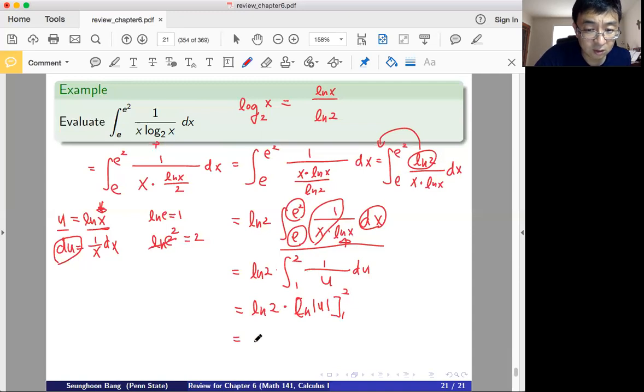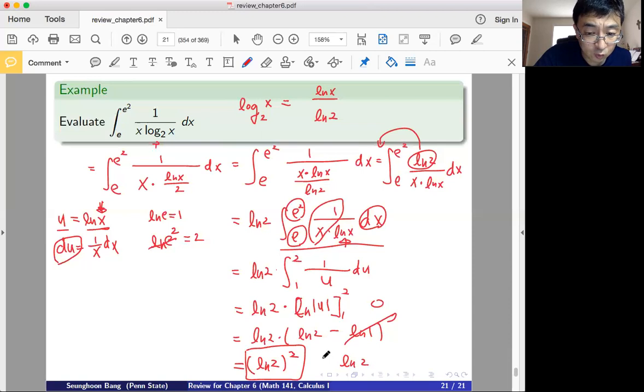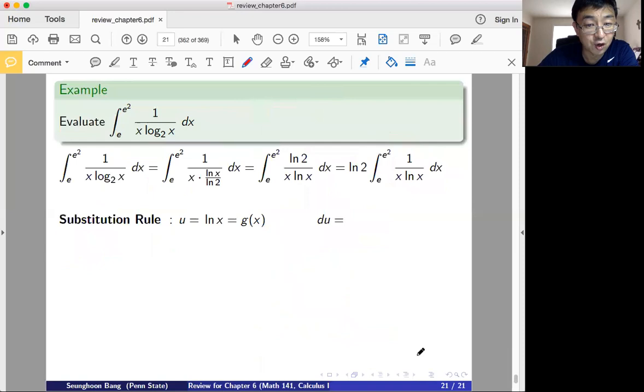You can plug in 2 and 1. We have ln of 2 minus ln of 1. ln of 1 is 0. So this is the same as ln of 2 squared. That's it. This is the answer. One more thing: don't write it like this, with the 2 down, no. So don't write it like this. This is the answer. Okay, so that is all for today's lecture.